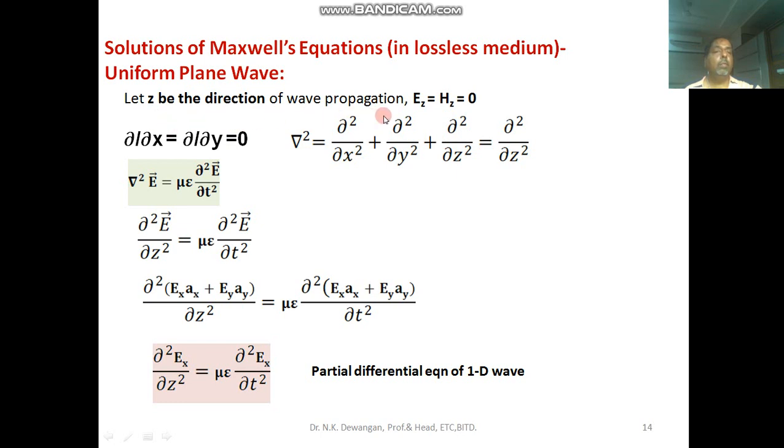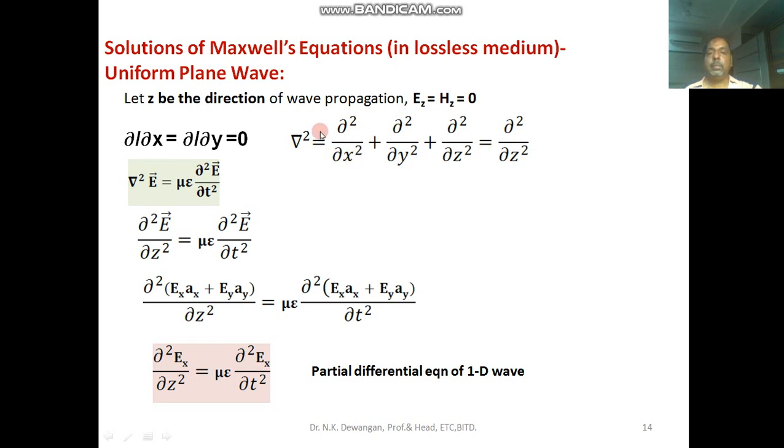Suppose electromagnetic wave is propagating towards Z direction in lossless medium. So in that case, for uniform plane wave, Ez and Hz will be equal to 0, and E and H will lie in XY plane. Also electric field and magnetic field will not vary with respect to X and Y. So del by del X equals del by del Y equals 0. This will also give del 2 divided by del X square and del 2 divided by del Y square equal to 0. So these first two terms in del square will be equal to 0 because of uniform plane wave.